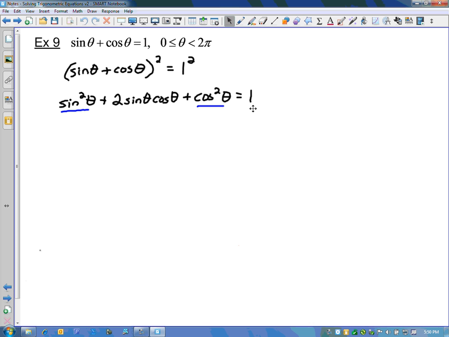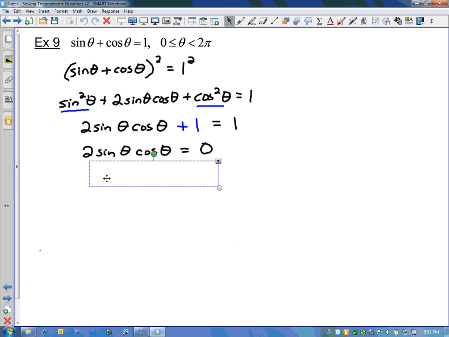squared theta equals 1. And then I've underlined the sine and the cosine. You should recognize that sine squared plus cosine squared is 1. So those two combine to be just 1, and we bring down that term. Now, of course, we're going to subtract 1 from both sides. And we can even clean it up further by dividing both sides by 2.